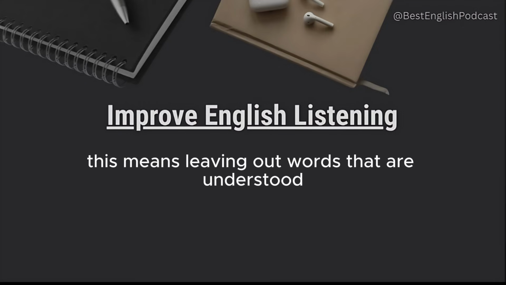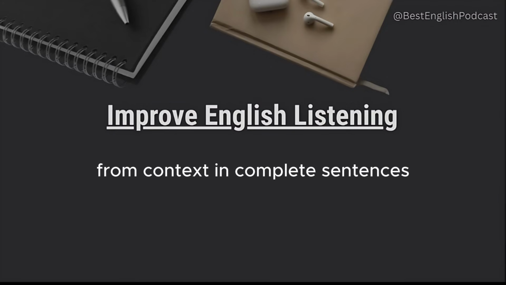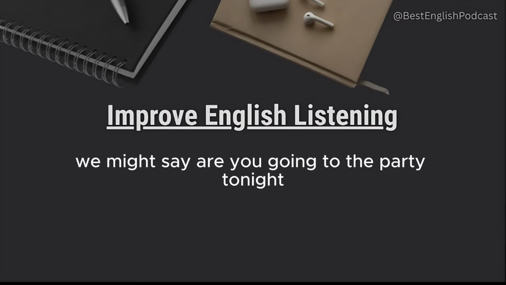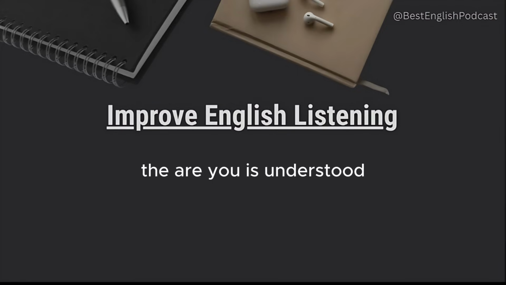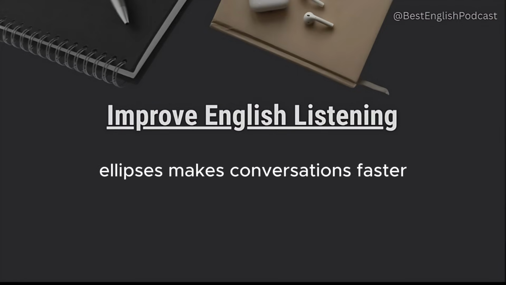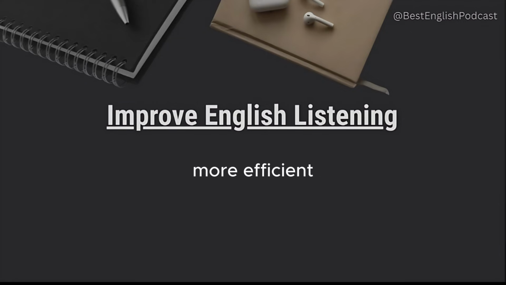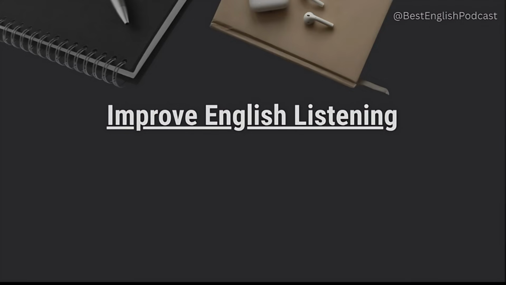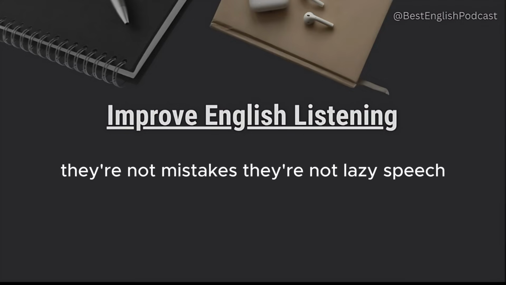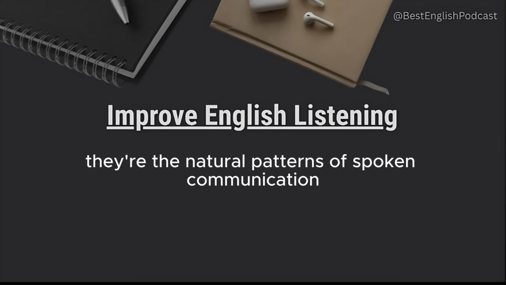Ellipsis means leaving out words that are understood from context. In complete sentences, we might say, are you going to the party tonight? In conversation, going to the party tonight? The are you is understood. Ellipsis makes conversations faster, more efficient. These five features create conversational English. They're not mistakes. They're not lazy speech. They're the natural patterns of spoken communication.